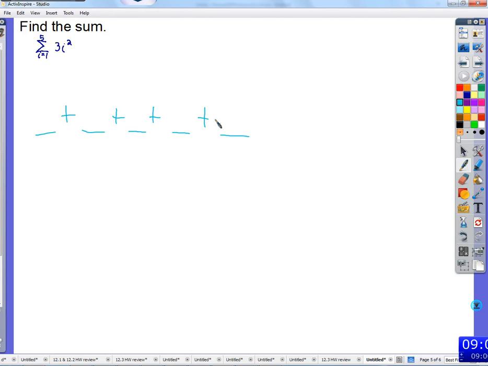So I know I'm going to add 5 things up. That's what this tells me. Add 1, 2, 3, 4, 5 things. How do I get those things? Come up with them using this little formula right here.